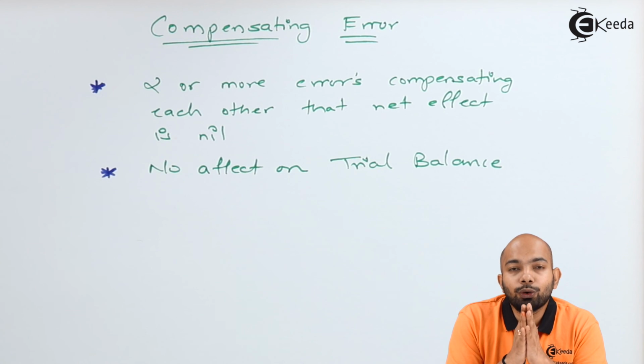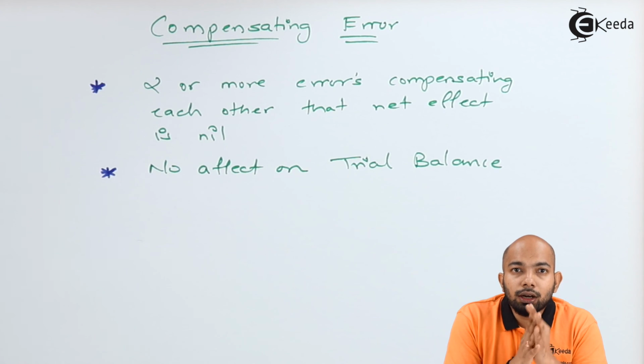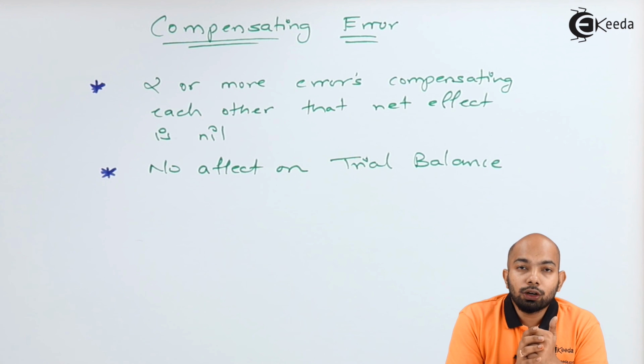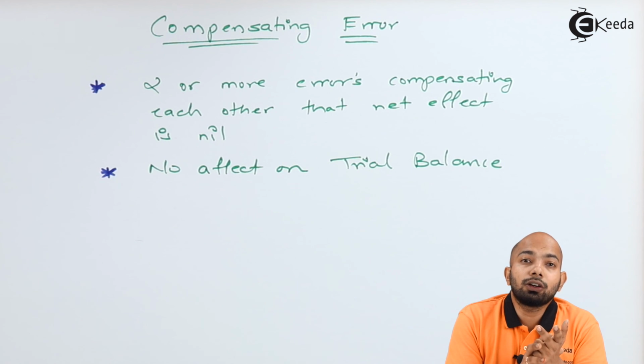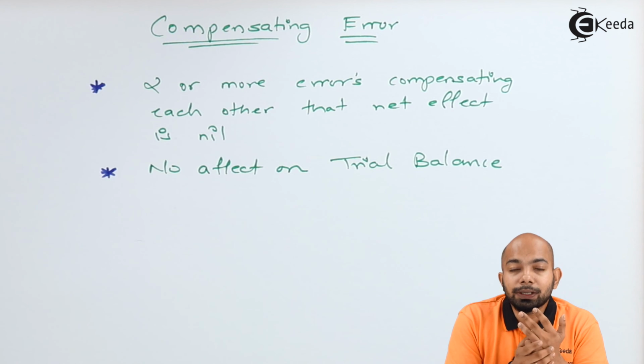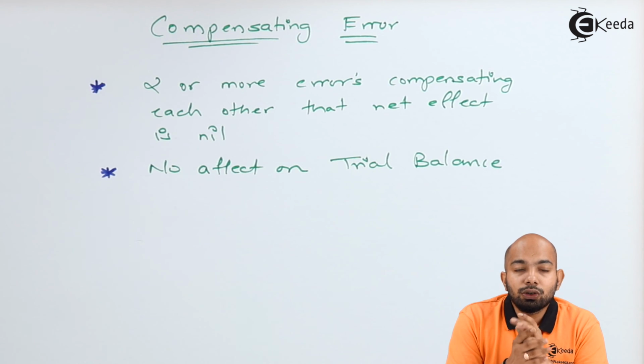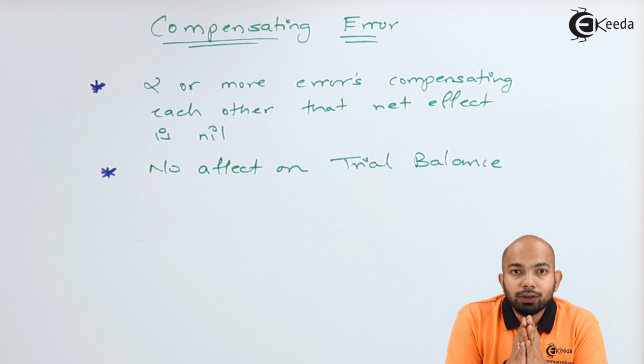That's the reason these are the four kinds of errors that we are discussing. So what we have learned in this video are the four types of errors that we'll be dealing with. First being the error of commission. Second being the error of omission, which may include partial or complete omission. Third being the error of principle, and the fourth and the last being compensating error. So this video will give you a description of how these specific errors will affect the trial balance or will not affect the trial balance.